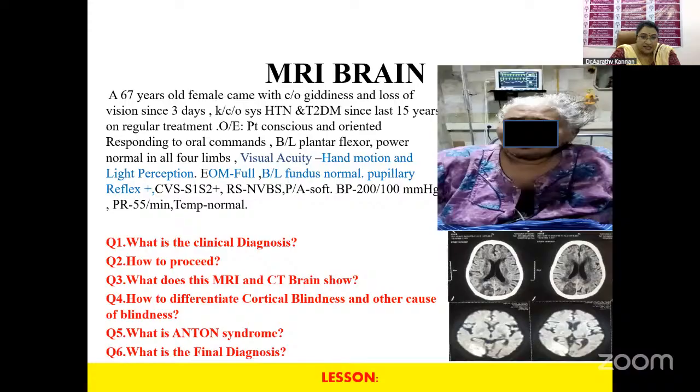Next, we had a 67-year-old female who came with complaints of giddiness and loss of vision since 3 days. She's a known case of diabetes and hypertension for the last 15 years on regular treatment. On examination, she was responding to oral commands. Bilateral plantar was flexor. Power was normal in all the four limbs. Her visual acuity: hand motion was present, and light perception was there. EOM was full. Bilateral fundus was normal. Pupil reflex was present. With this clinical history, what is your clinical diagnosis?